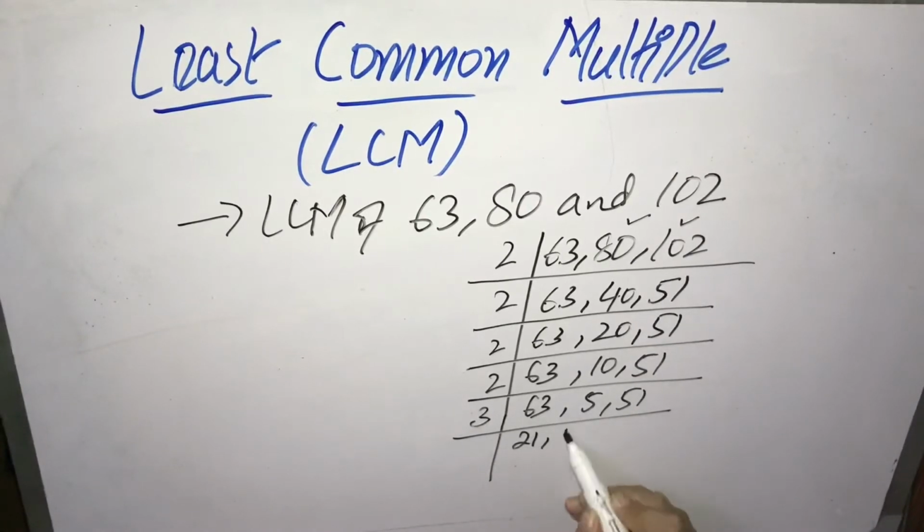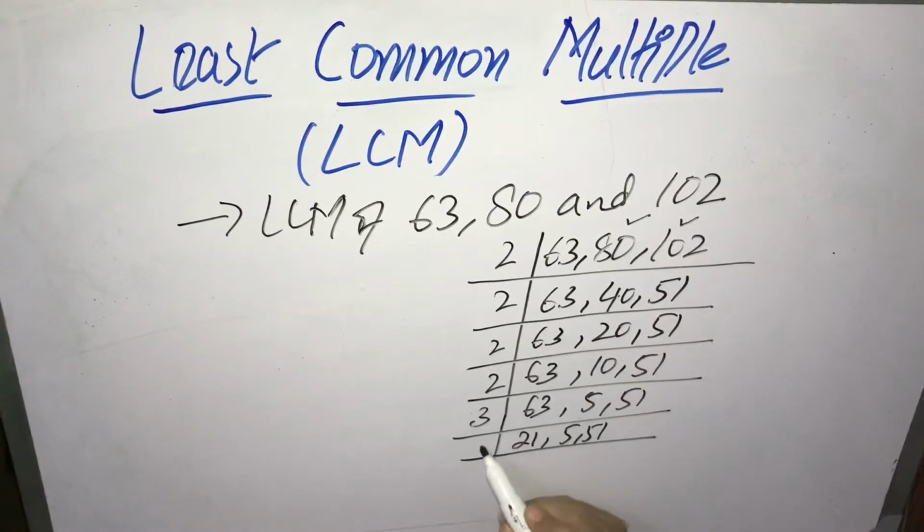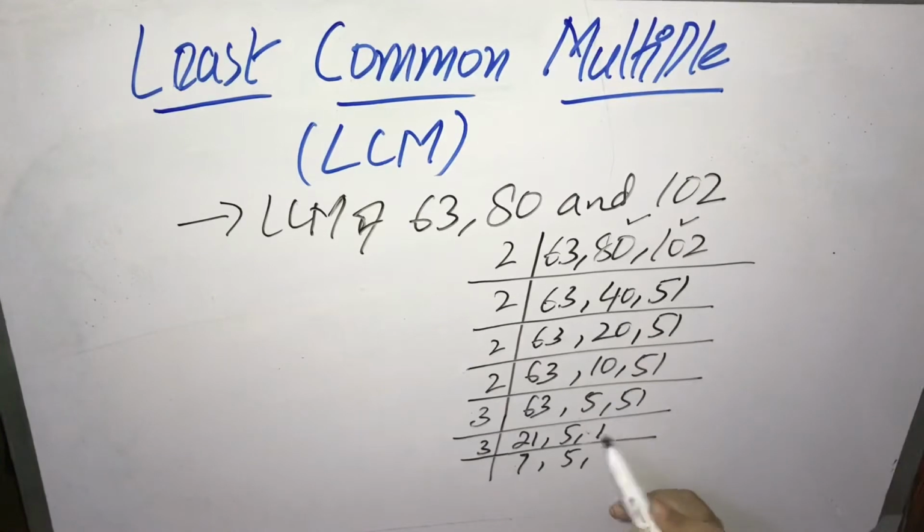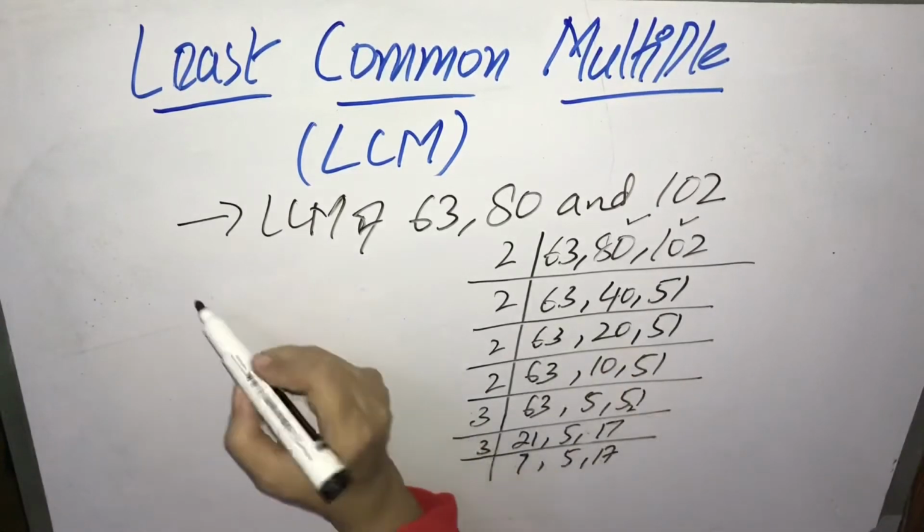I will go to 3: 21, 5, 17 for 51. I will go to 3 again: 7, 5, 17. Oh no, it's divisible by 3. 3 1s are 3. 3 7s are 21. So now we have four 2s.